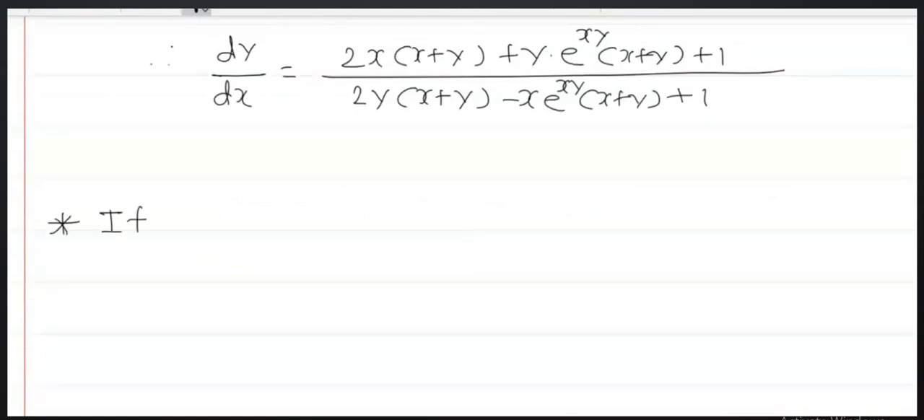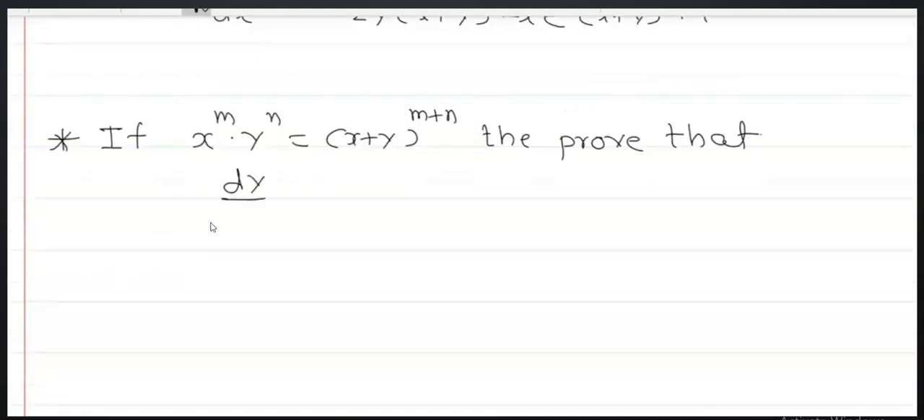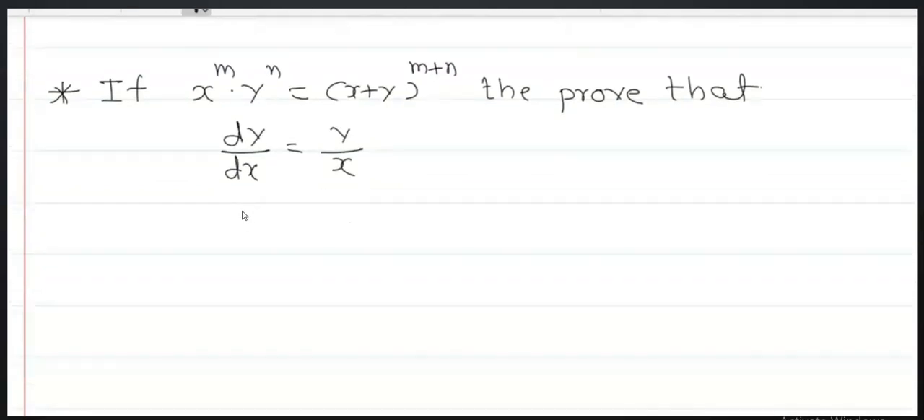Next example. This is again a very important example which is asked frequently in the board exam. x raised to m into y raised to n is equals to (x plus y) raised to m plus n. Then prove that dy by dx is equals to y upon x. First, take log on both sides.